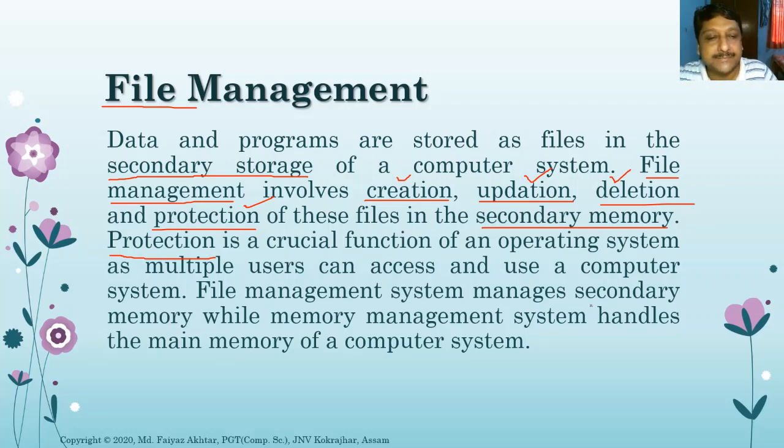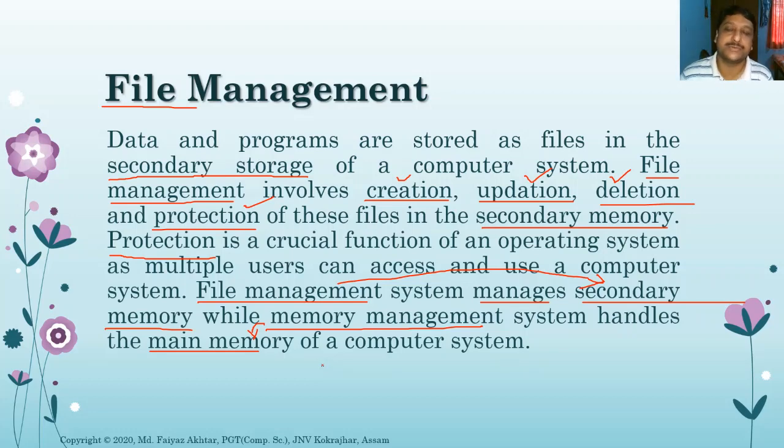Okay, the file management system manages secondary memory, while the memory management system handles main memory. Understood? So both memory management and file management are different things and manage different types of memory. Memory management manages the primary memory or the RAM memory or the main memory of the computer, while file management manages the secondary memory, that is the permanent memory of the computer.